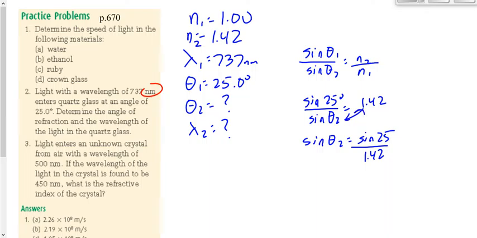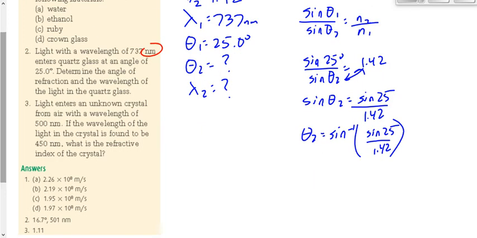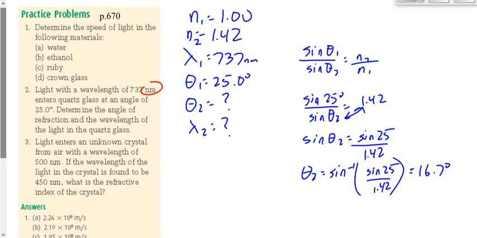Theta 2 is the inverse sine of all that. So what I would do is get an answer for what's inside that brackets, sine 25 divided by 1.42. Press equals on your calculator, and then take the inverse sine of that. And when you do, it should work out to be the answer that they give us in the book here, which is 16.7 degrees. Now, our angle went down. Should our angle have gone down? Yes?